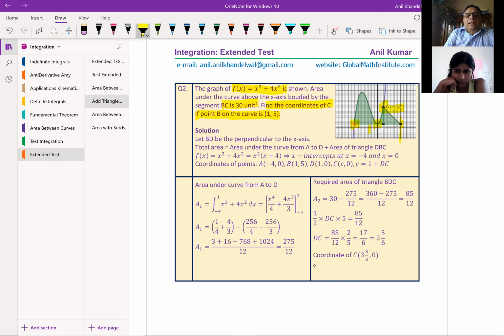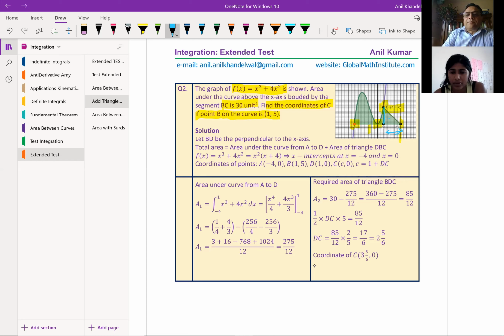So the solution here is, let BD be a perpendicular to the x-axis. As we did in the last case, here also what we are going to do is drop a perpendicular from B. So we can split it into two parts. One is the area under the curve and above the x-axis. The other one is the triangle itself. Now in the triangle, we don't know this length, so we'll call this unknown length DC in this case. So the area of this particular triangle is half base, which is DC, times height, which is 5. Is that clear to you?